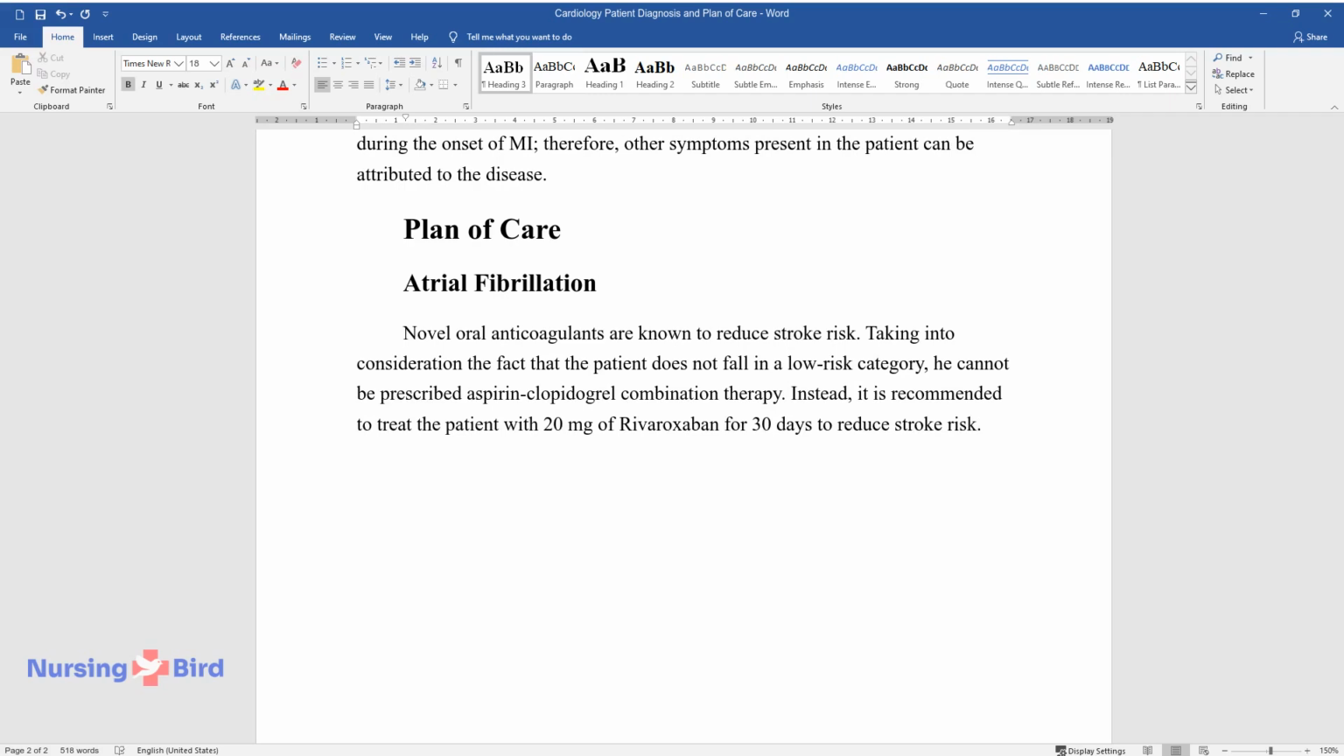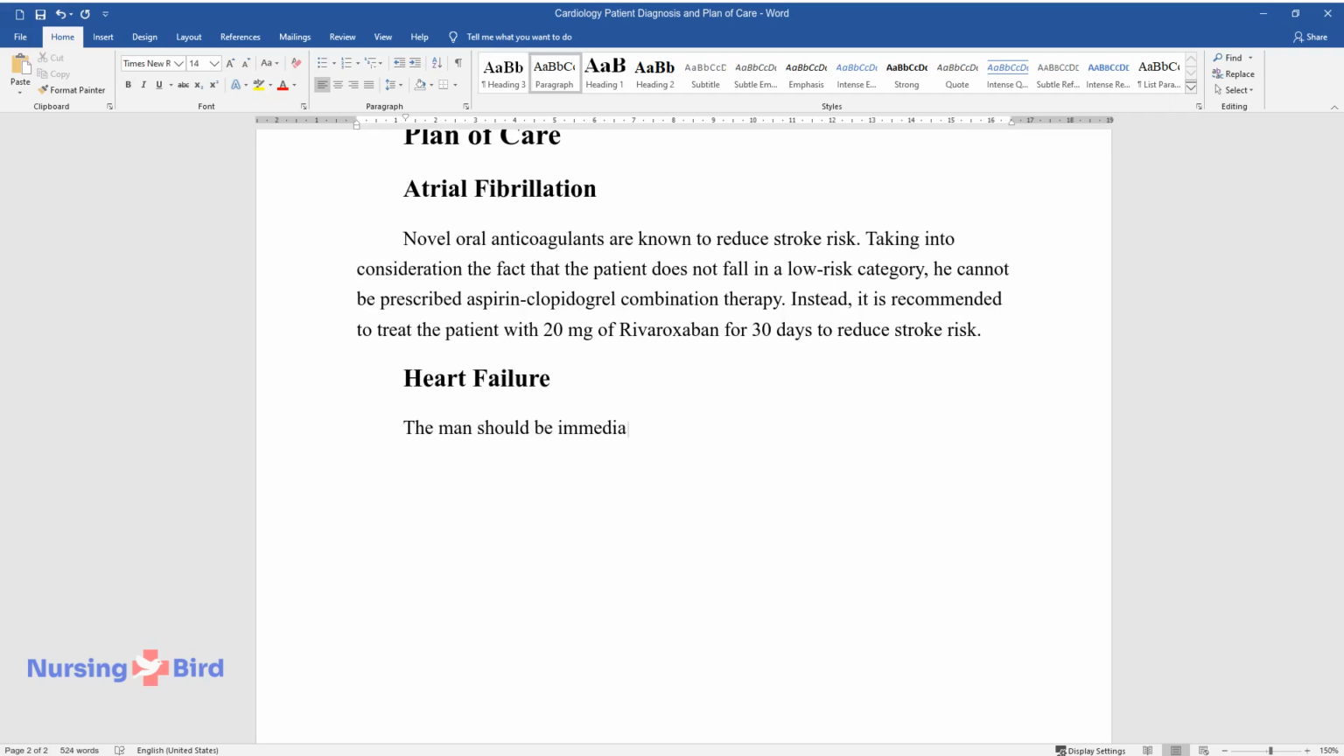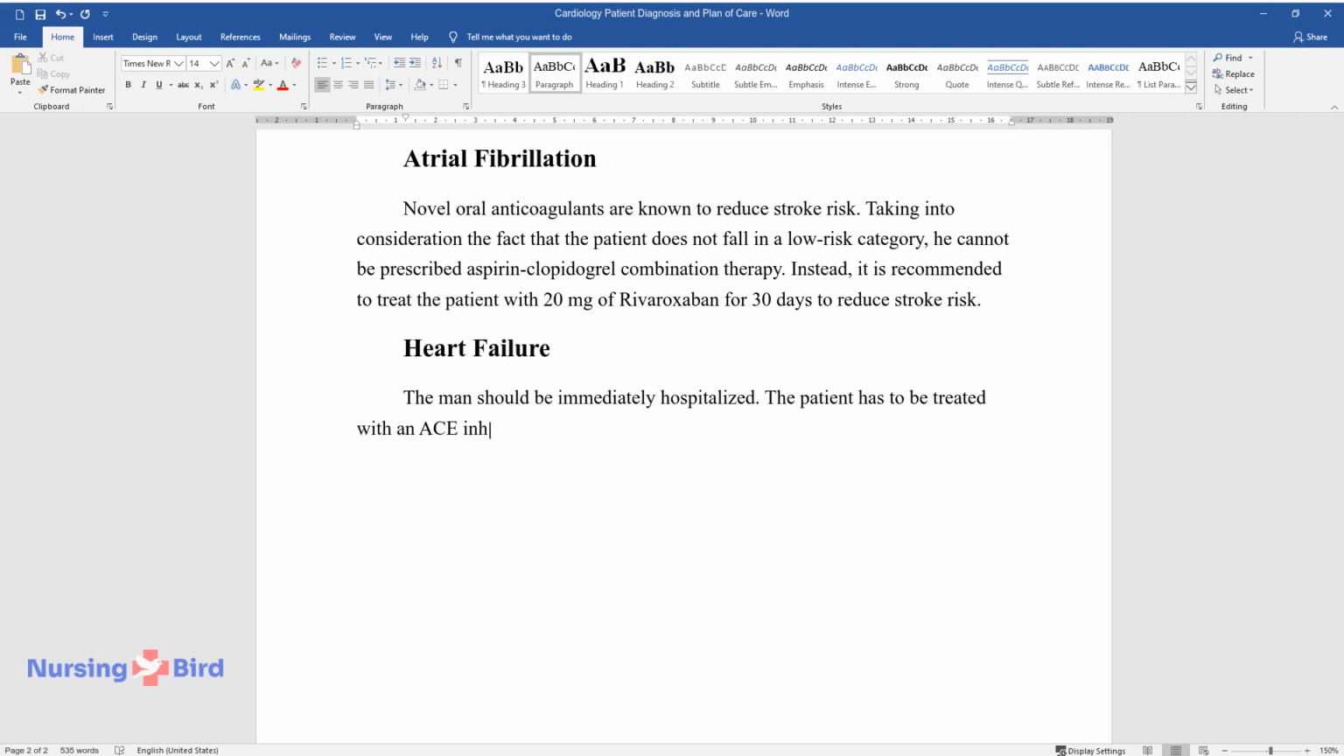stroke risk. Heart failure. The man should be immediately hospitalized. The patient has to be treated with an ACE inhibitor, an MRA, and a beta blocker in conjunction with a diuretic.